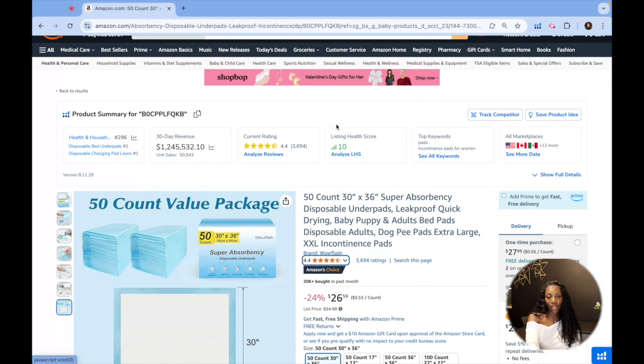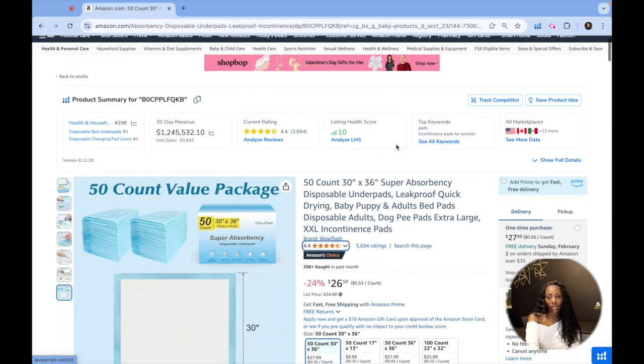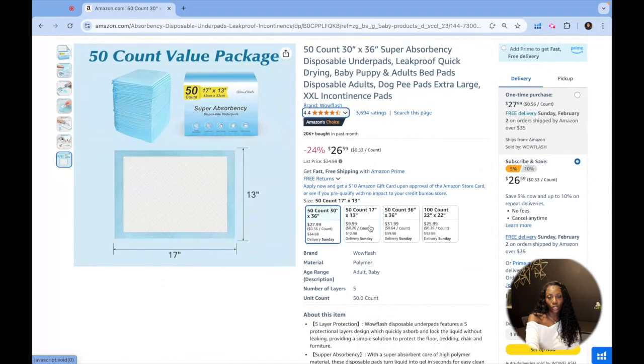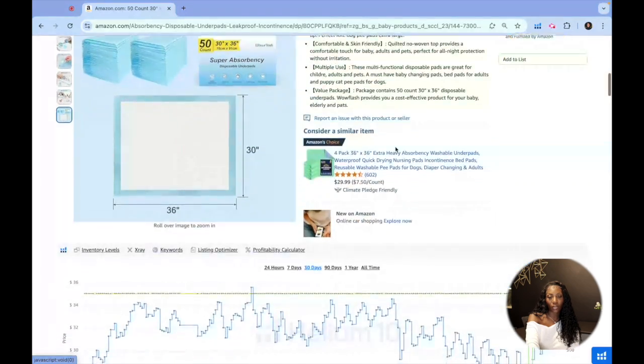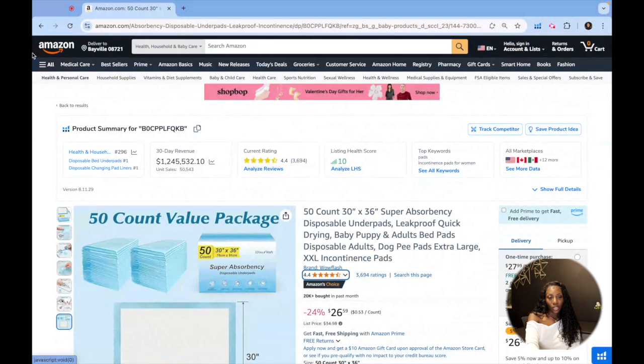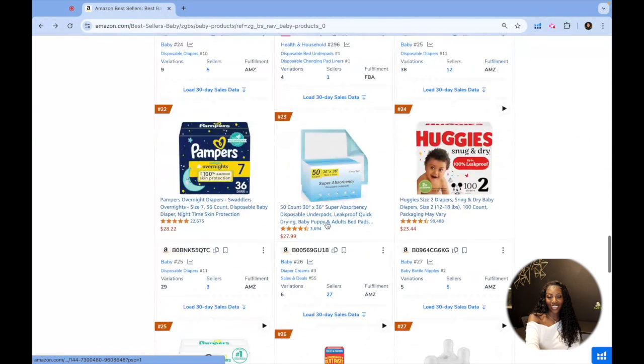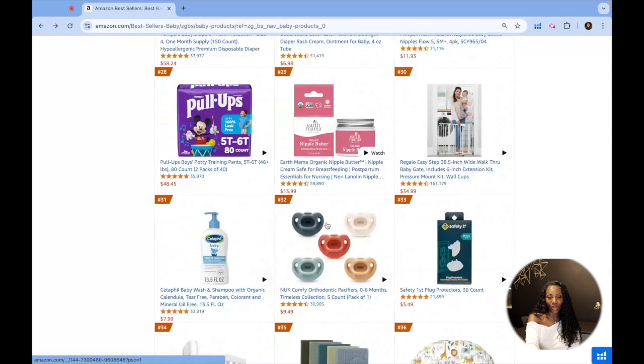They have a listing health score of 10. Their top keywords are pads, incontinence pads for women, and they're selling on fewer marketplaces than some of the others that we've looked at, but that is not anything too concerning. They've got 4 different variables of this product as well. Sheesh, I need to get into selling puppy pads on Amazon. They are doing really, really well with that product.